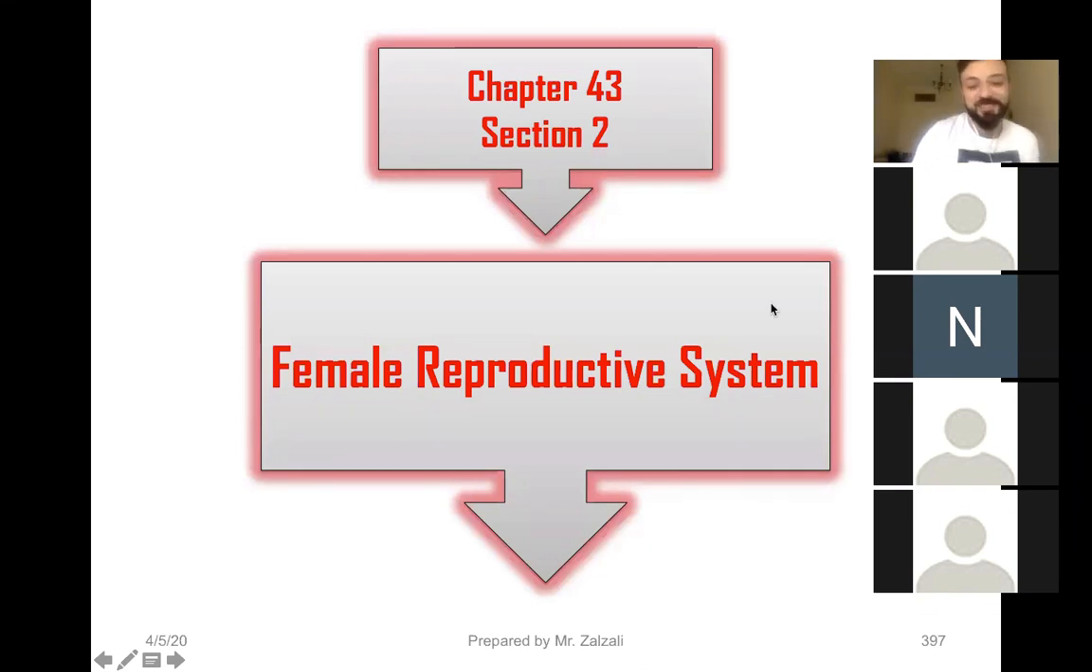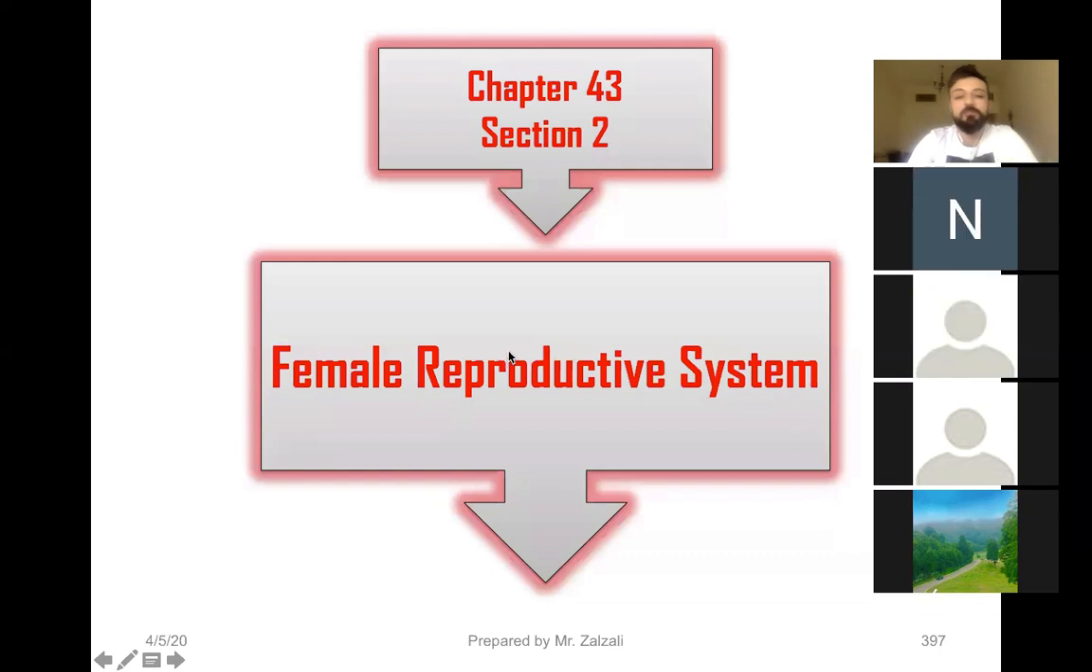Let's see how much you know about the female reproductive system. What do you know about it? What's the function of the female reproductive system? Produce eggs, make ovulation, produce babies, make babies. They don't have a penis. Sexual pleasure.